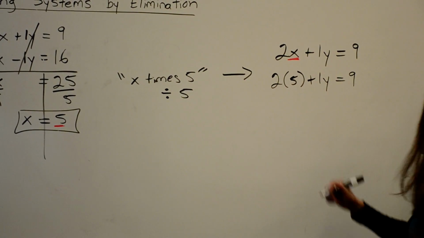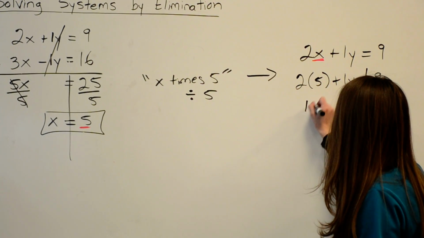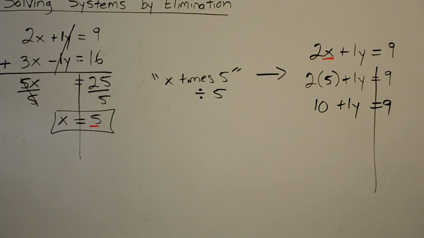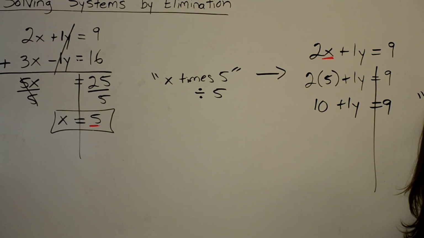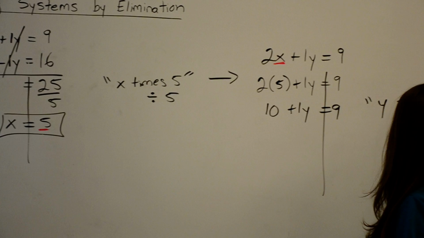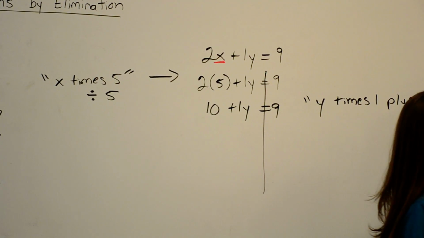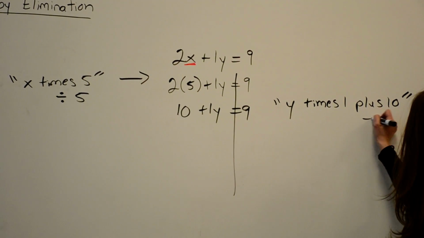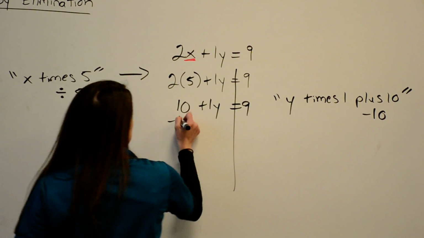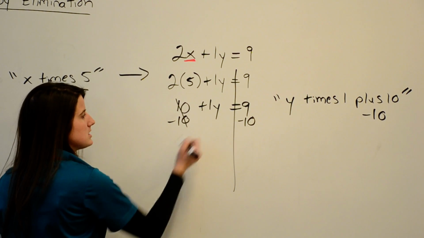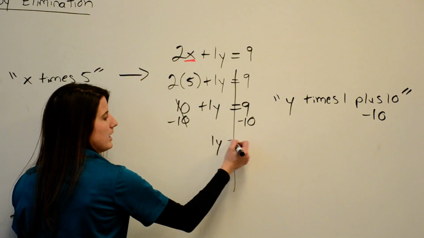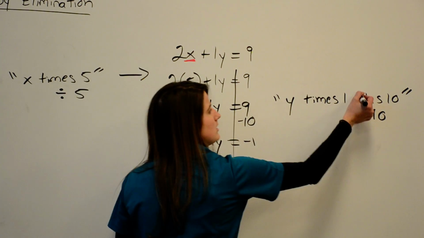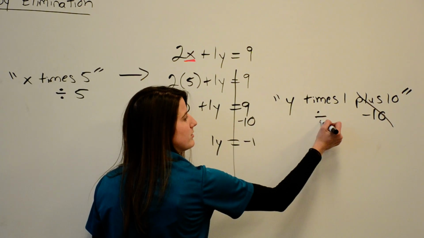And then you're going to simplify and solve for y. 2 times 5 is 10. Plus 1y equals 9. And then you can write it out. So y times 1 plus 10. And then it's just a two-step equation, so you work backwards. So the opposite of plus, so you subtract 10. Minus 10 on both sides. These cancel. You get 1y equals negative 1. The opposite of times, so you divide by 1.